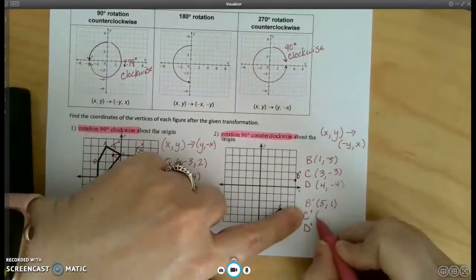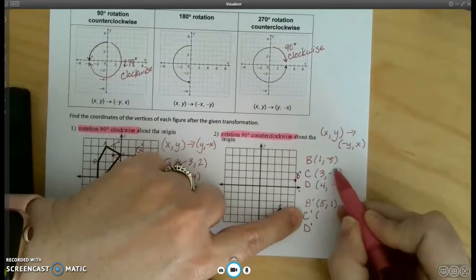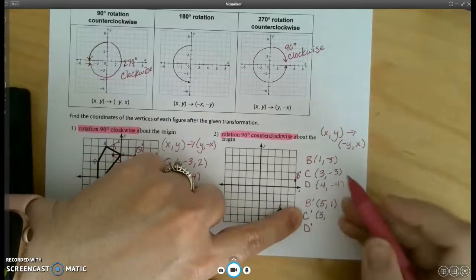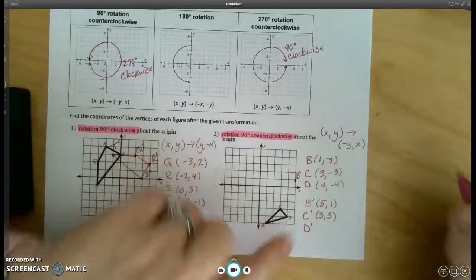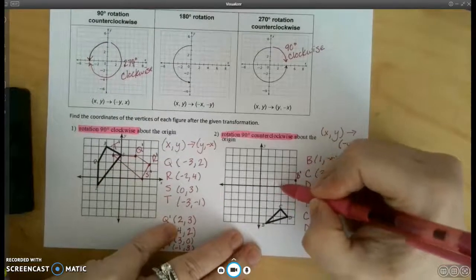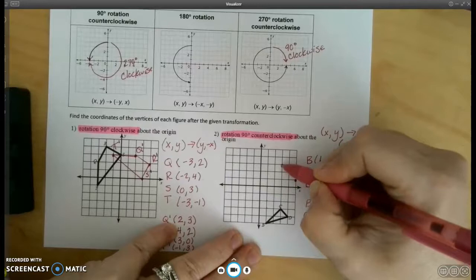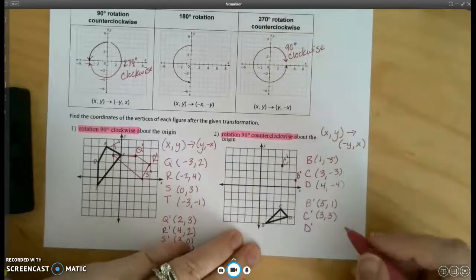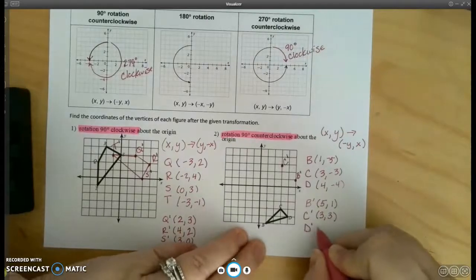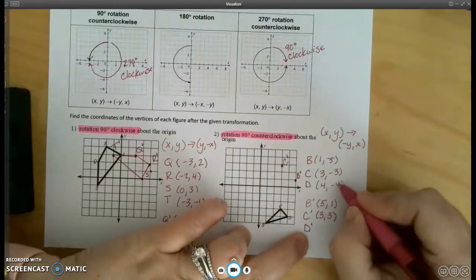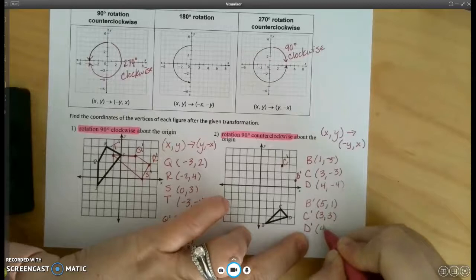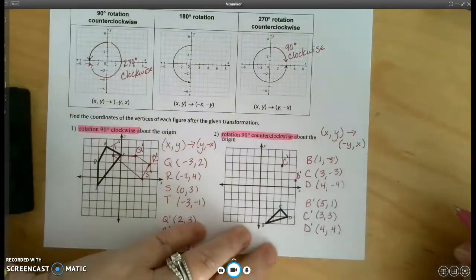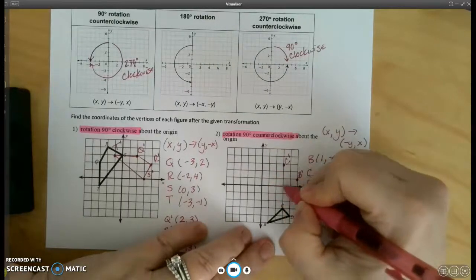C prime, take the opposite of y. Y is -3. It's going to become +3. And then your x value stays as is. It just becomes the second number. So (3, 3). There is my C prime. And then my D prime, take the opposite of y. So that becomes +4. And then my x value as is. So (4, 4).